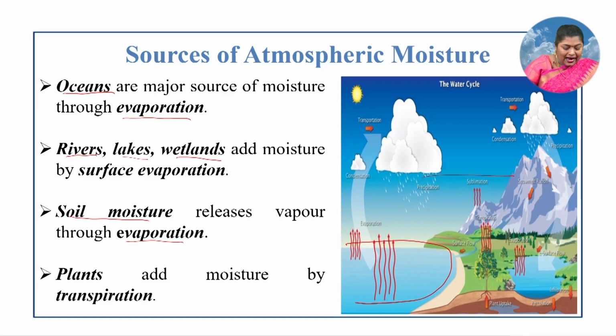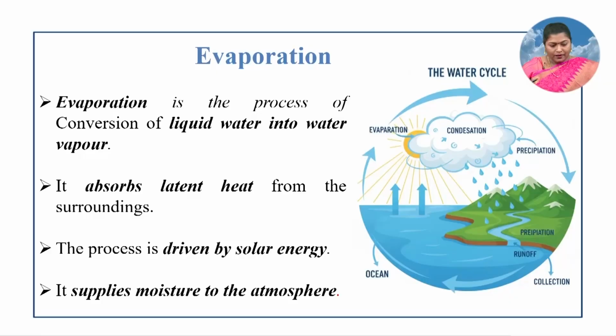So plants add moisture by transpiration. The green plants, through the leaves, the transpiration process, with the help of pores, water is released, the humidity is released to the atmosphere. So these are all the sources which contribute to the atmospheric moisture.